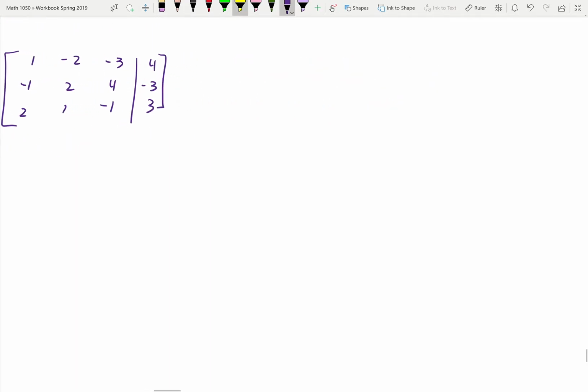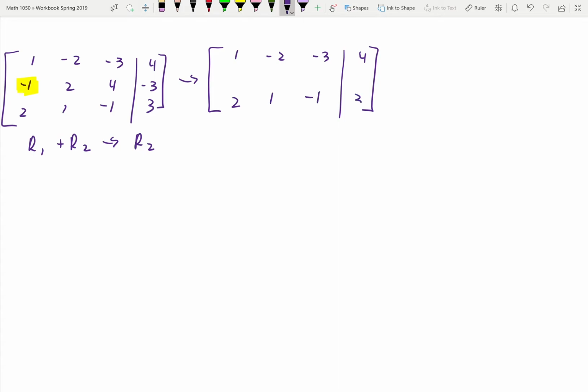Now I'm going to get a 0 right there. Well, that's going to be easy. I'm just going to go row 1 plus row 2 becomes my new row 2. So row 1 doesn't change. Row 3 doesn't change. Add row 1 and row 2 together and you get 0, 0, 1, and 1.